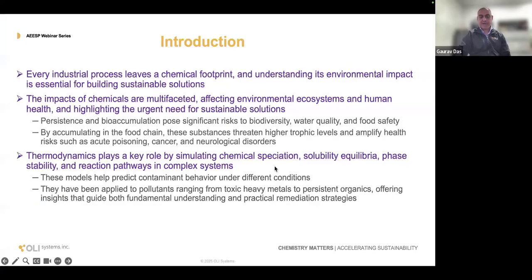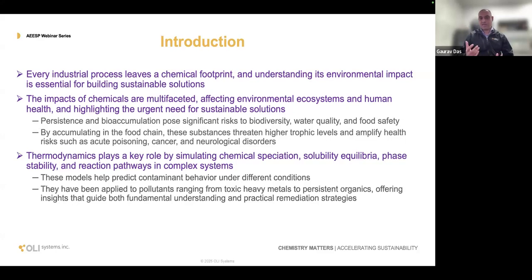So here is a brief background of my today's talk. Every chemical process leaves an environmental footprint, be it as a trail of chemical compounds or byproducts. That has impacts which are multifaceted. Persistence and bioaccumulation of these compounds pose significant risk towards biodiversity, water quality, and food security.